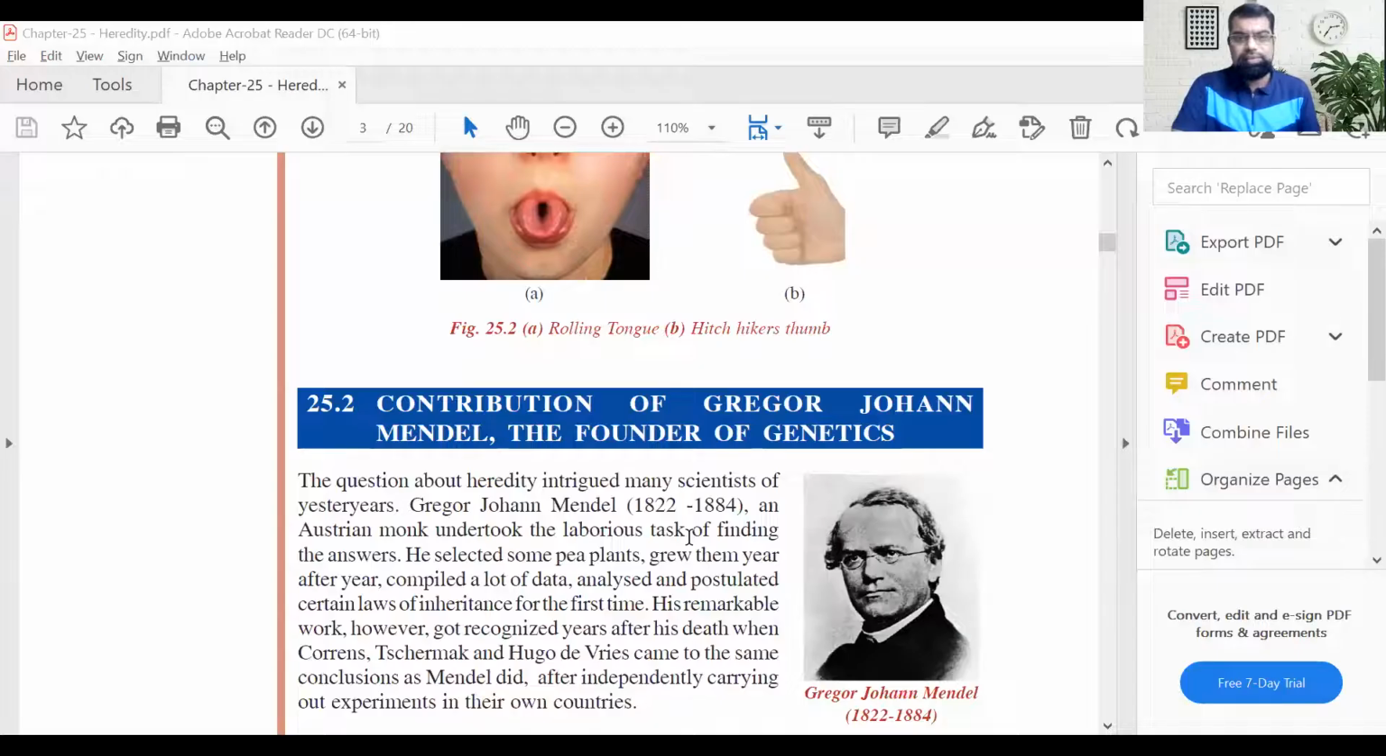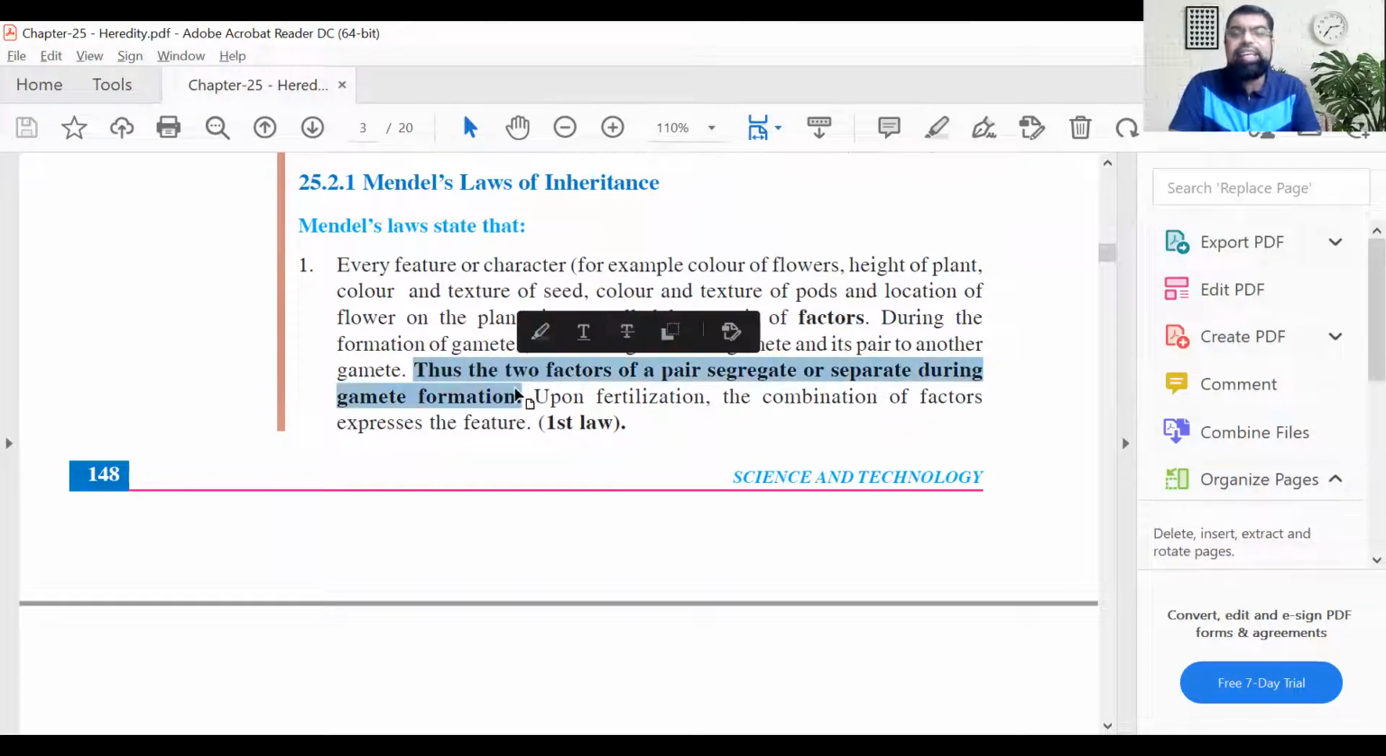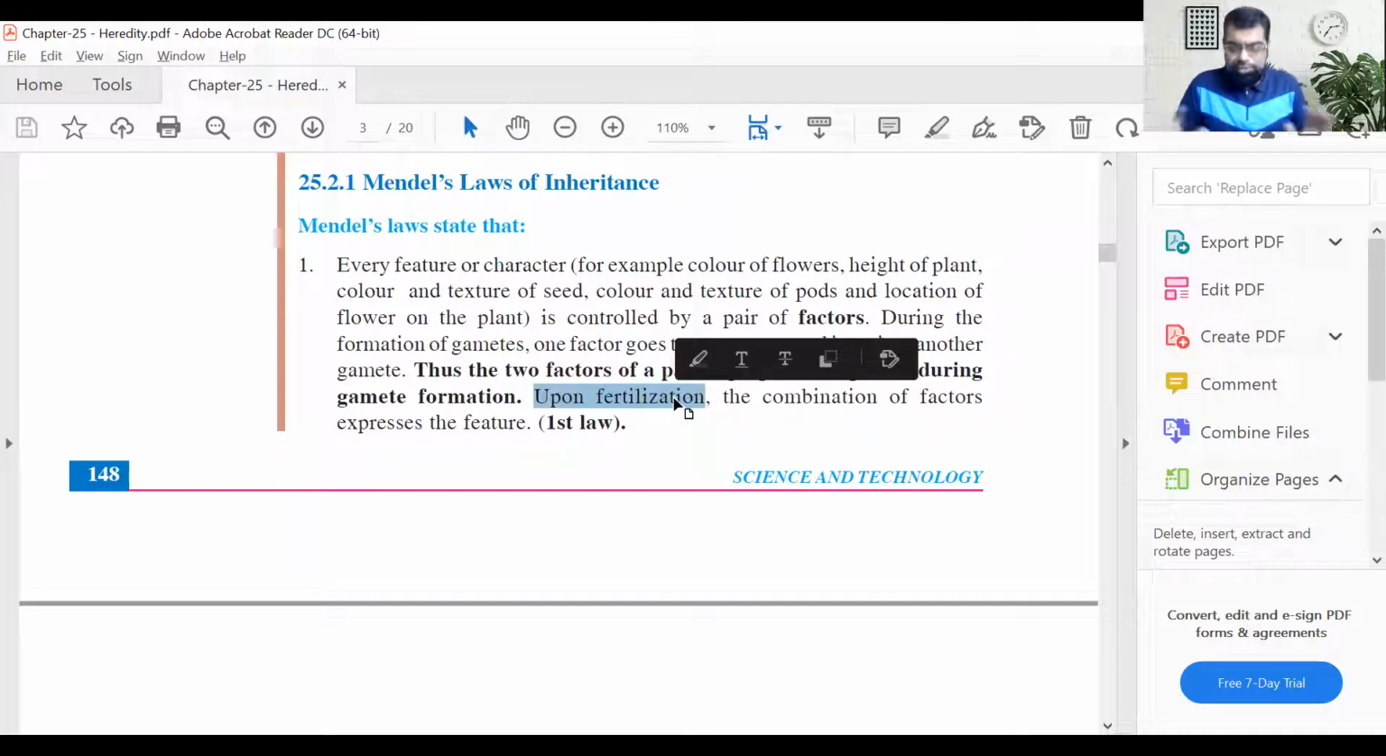Hello, Mr. Gregor. 1822, really long, right? Don't worry, the tongue thing, we just discussed the tongue part of it. So Gregor Mendel said every feature, the color, the height, the texture, is controlled by a pair of factors. During gamete formation, one factor goes to one gamete and another goes to another gamete. Thus, the 2 factors of a pair segregate or separate during gamete formation. Upon fertilization, this is who you become. First law. Not confusing. I'll explain this law through an example, which will make it easier for you.